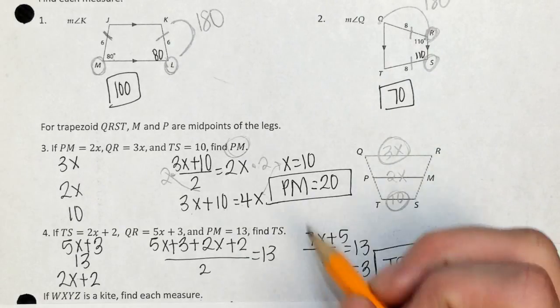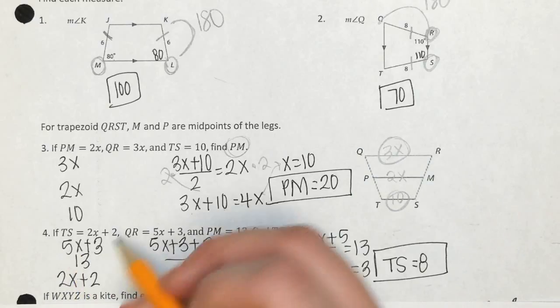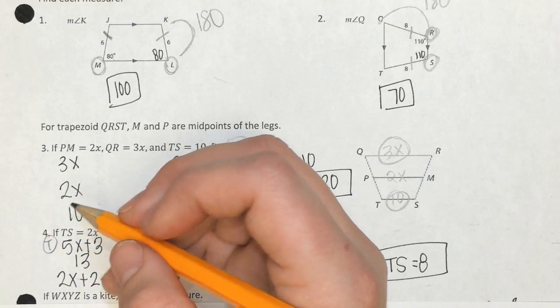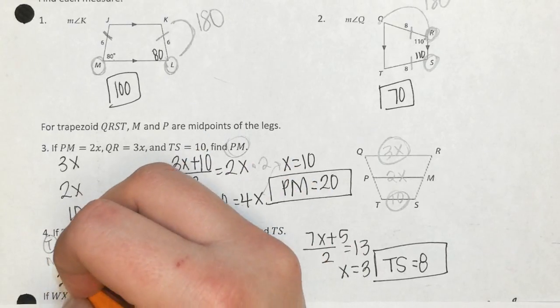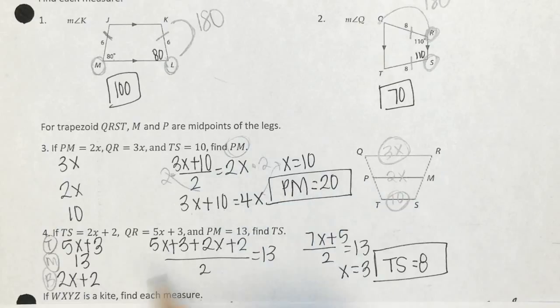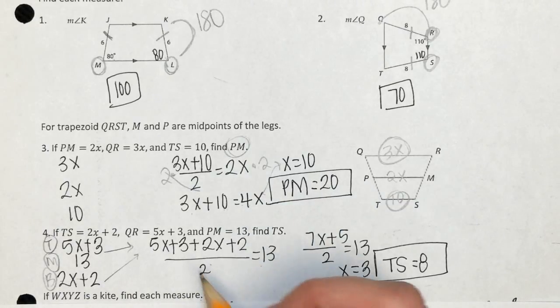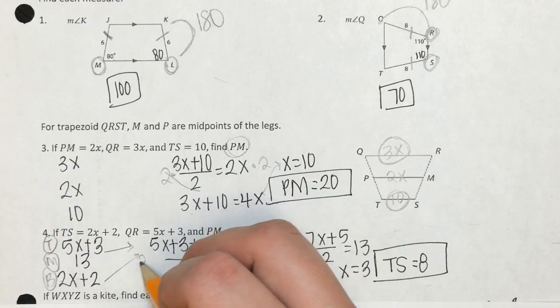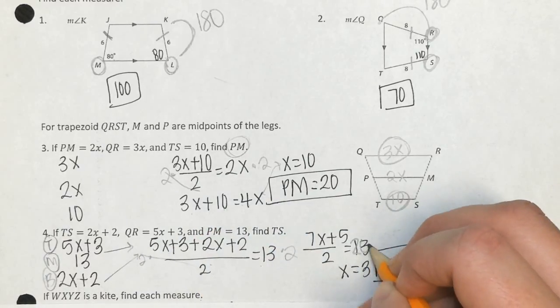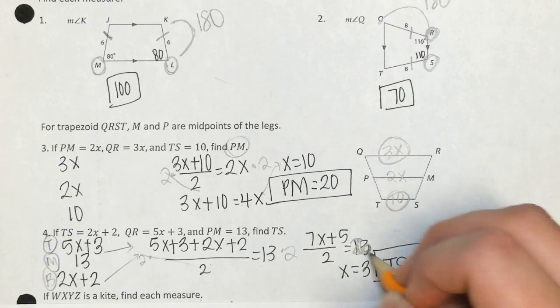Same scenario. Here, you have 5x plus 3 as the top. You have 13 as the middle. And you have 2x plus 2 as the bottom. Add the top plus the bottom, divide by 2 equals 13. Multiply both sides by 2 to cancel out your denominator. You get 26. I might have to redo this.